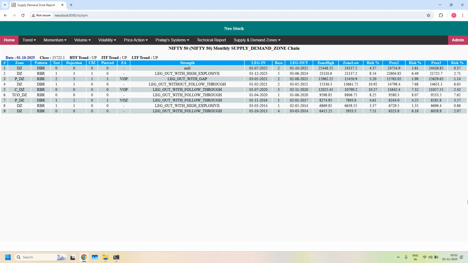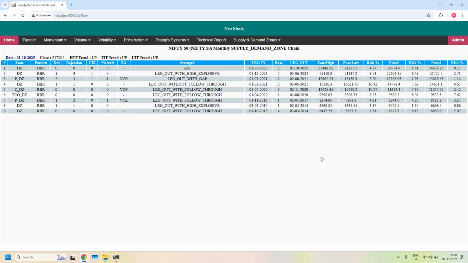In any supply demand zone chain report, always look into the zone column to find the high liquidity zones, look into the pierced column to find the pierced zones, and always look into the LTF trend to find the trend of the current time frame you have selected. One time frame higher is ITF and one more time frame higher is HTF. And please apply the same points for all the supply demand zone chain reports.